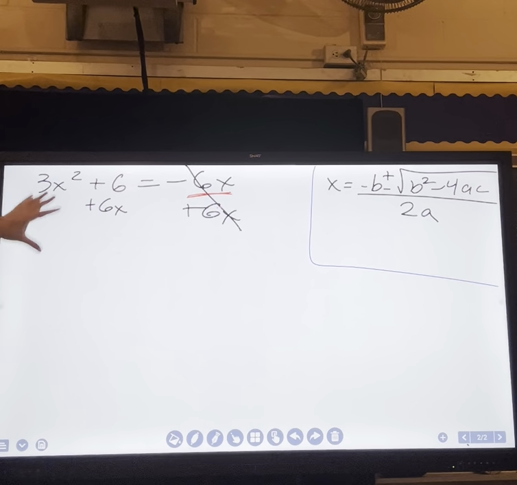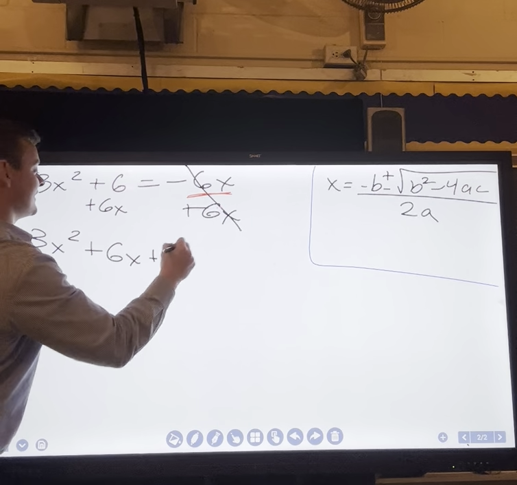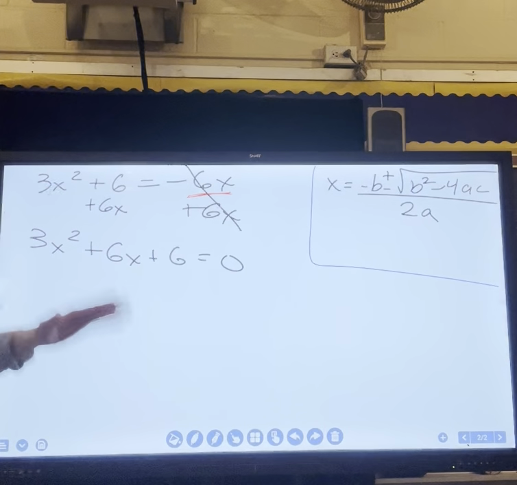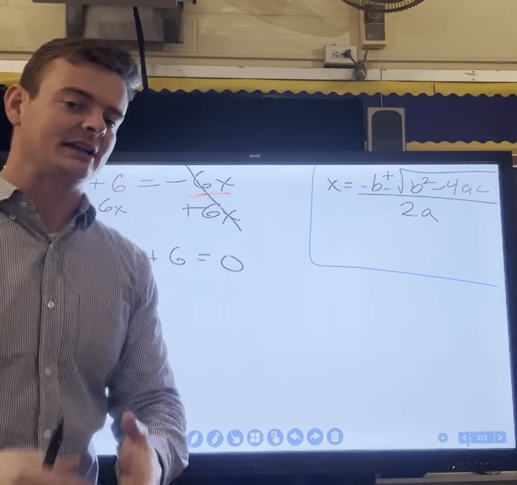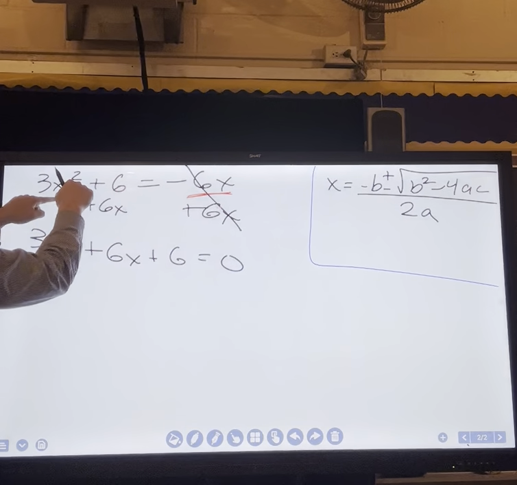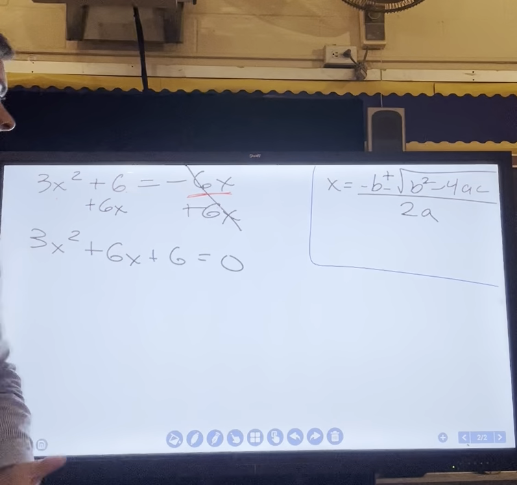When I add 6x here, notice how I'm going to put it in the middle there, because that's what's called descending order. It just makes my A, B, C the best. It cannot combine with the 3x squared because that has two x's. It cannot combine with the 6 because it does not have any x's.